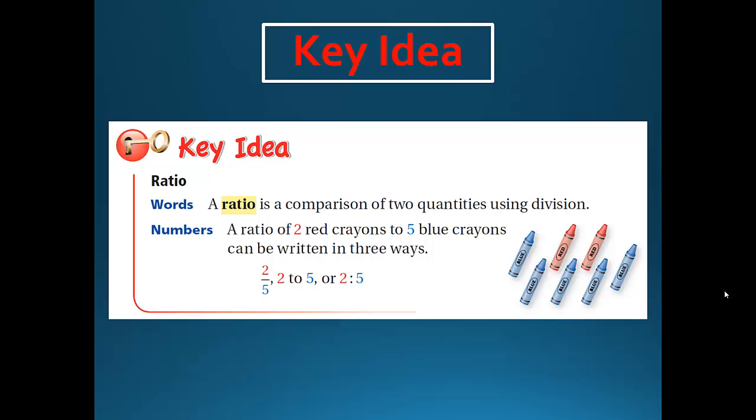A ratio of 2 red crayons to 5 blue crayons can be written in 3 ways. The first way you can write it is as a fraction, 2 over 5. The second way is using the word "to" in between the two numbers, so 2 to 5. And the third way, you can use a colon in between the two numbers, and you read this as well, 2 to 5.